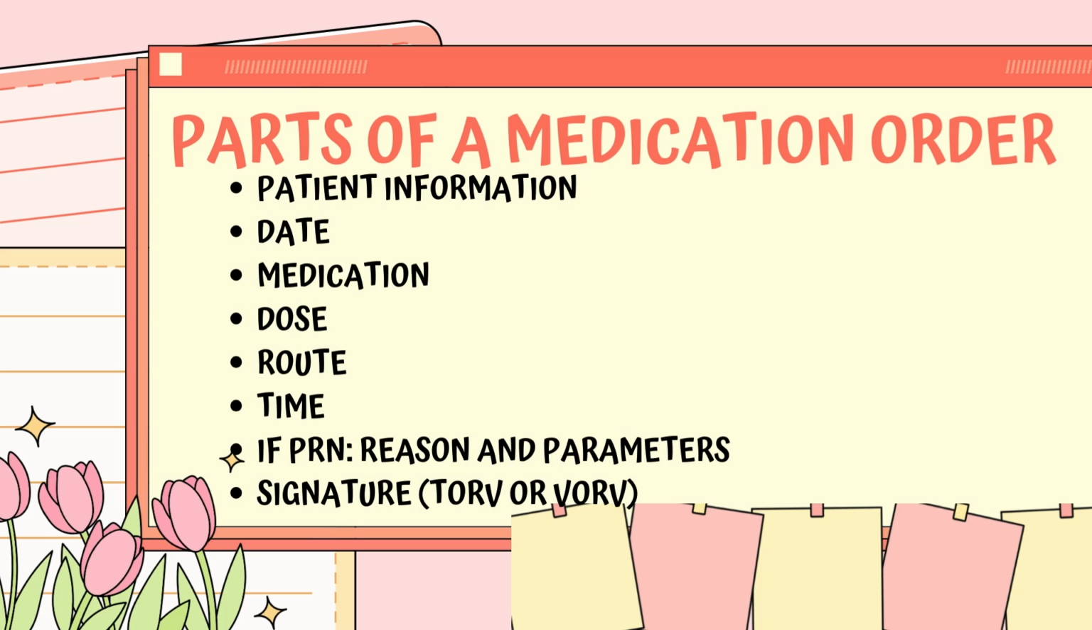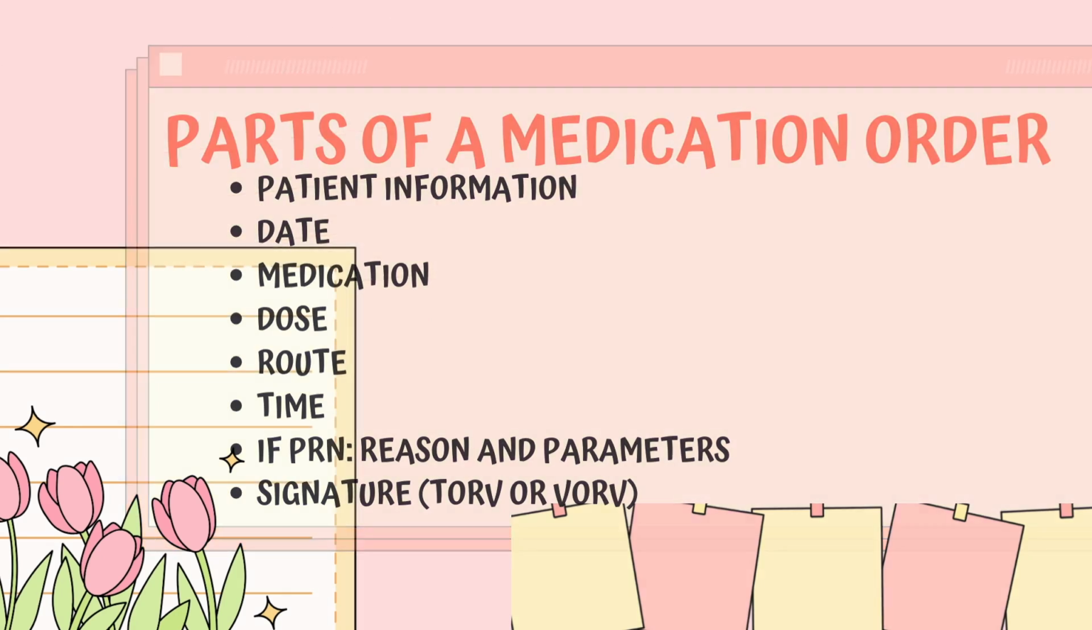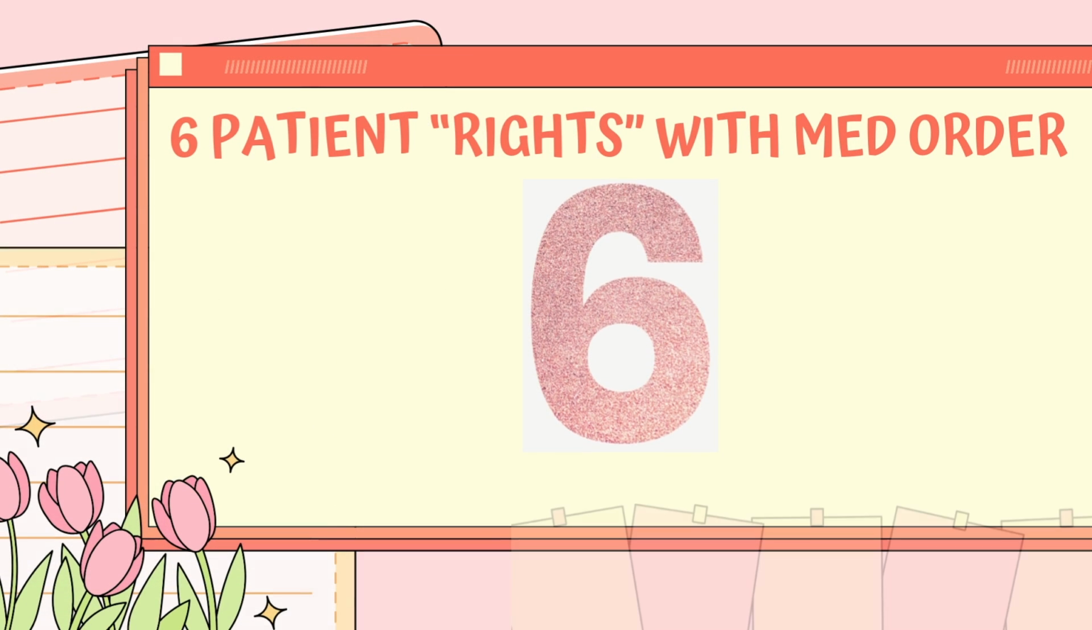You can abbreviate TORV for a telephone order read back and verified, or VORV for a verbal order read back and verified. Six patient rights with a med order.